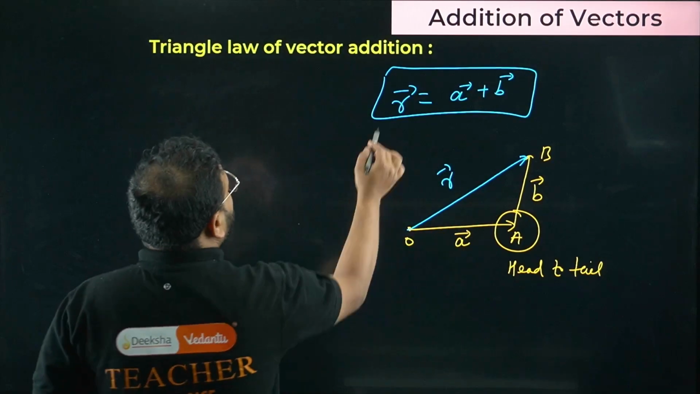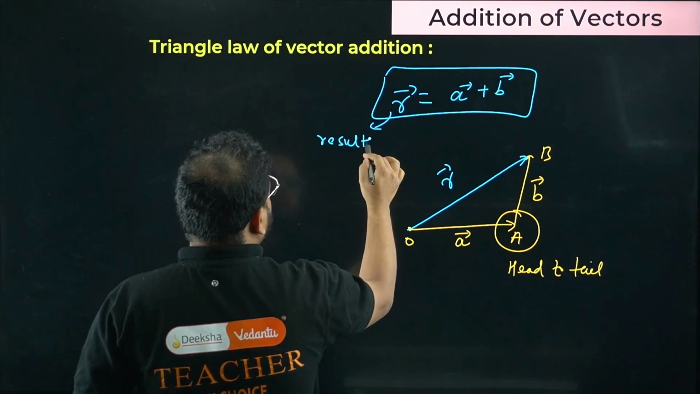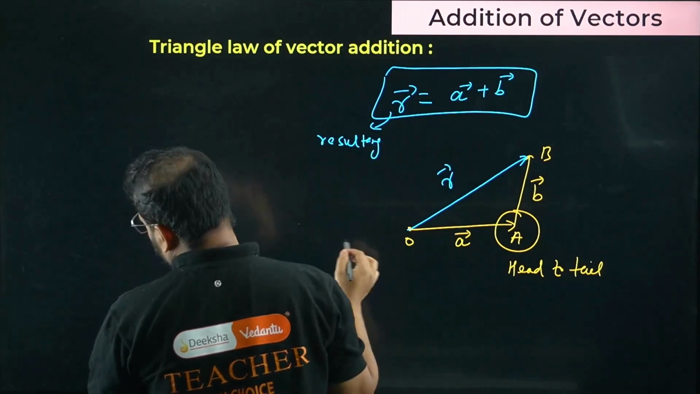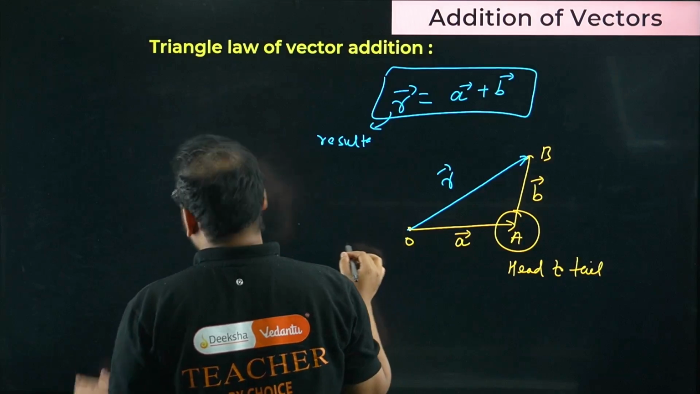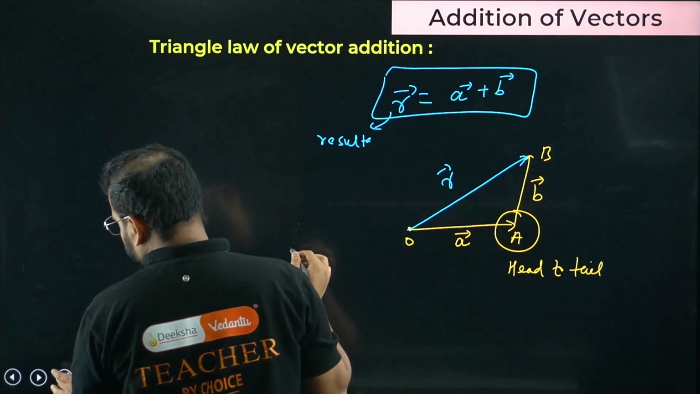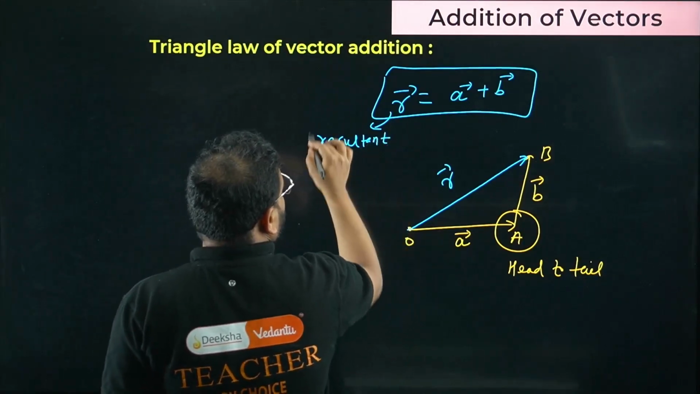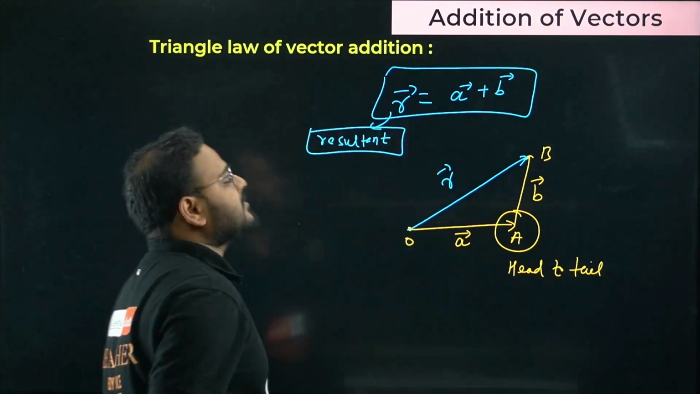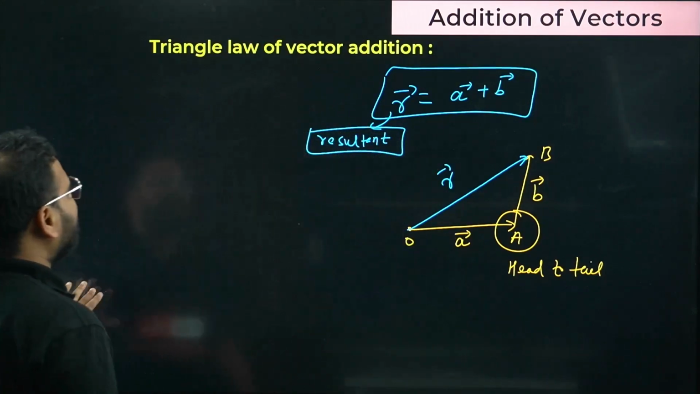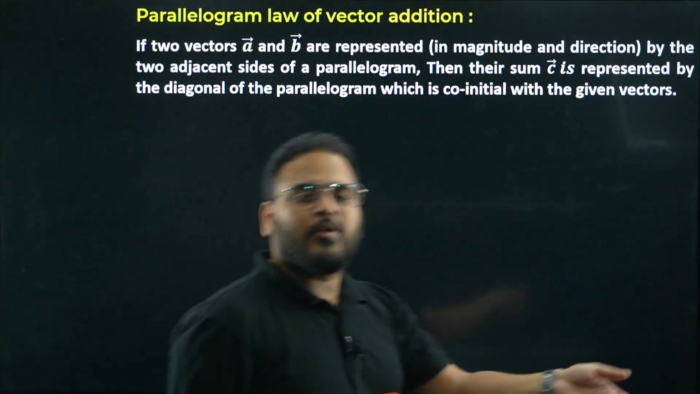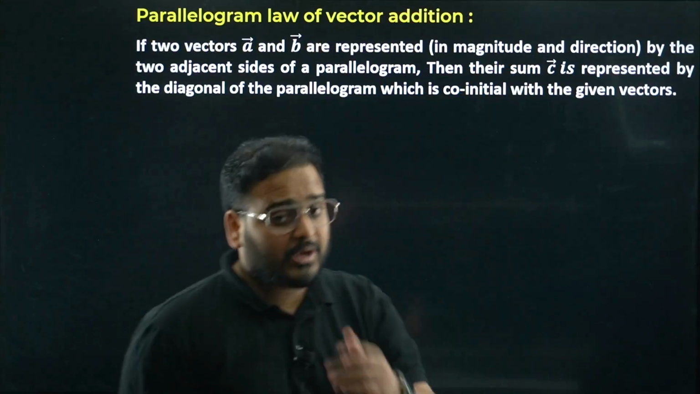What is R called? Resultant vector. Okay, resultant, I was writing resulting, just one second. Resultant vector, given by A plus B. That's your triangle law of addition. It can be used with the help of a negative sign also. We know this, no? Even the difference or subtraction can be written in the form of addition, so it can be used there as well.